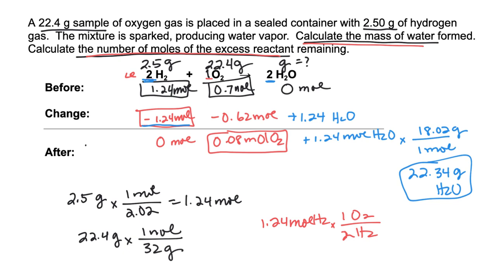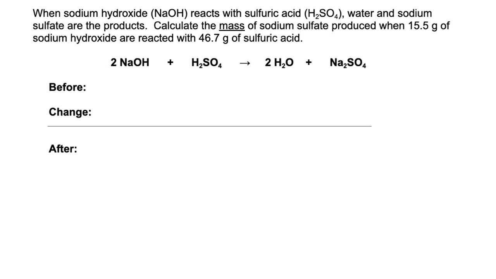I'll do one more example. Make sure you got it. This question says, when sodium hydroxide reacts with sulfuric acid, water and sodium sulfate are the products, calculate the mass of sodium sulfate produced. So they want to know how many grams of this I have when I'm done.